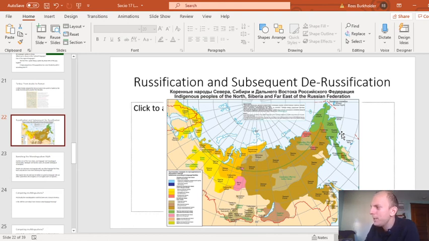We might talk about this later too. There are some interesting effects of when the Soviet Union breaks up and we see some de-Russification in a lot of these areas that were formerly Soviet Russia controlled. We might talk about that a little bit more on Friday.